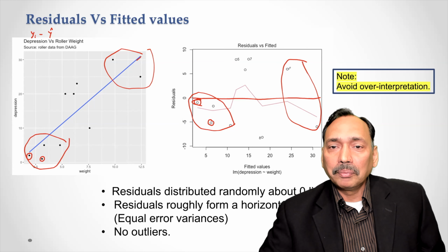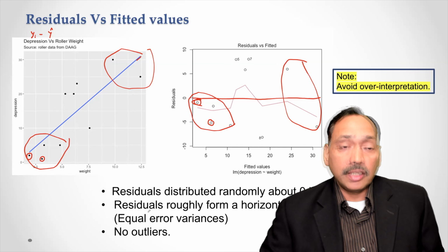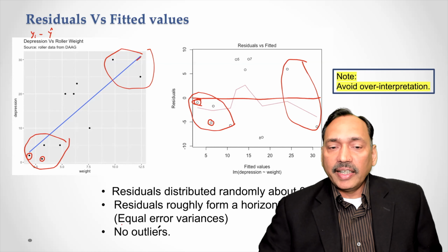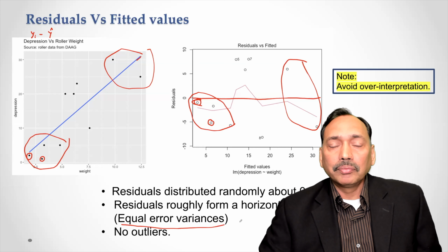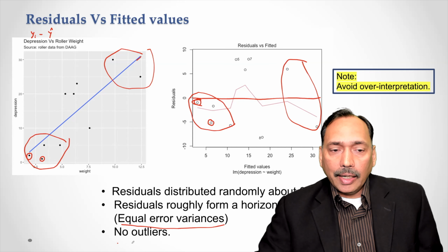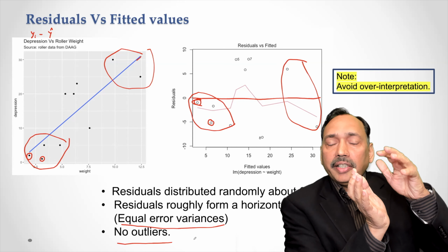You can also use this for checking whether the variability is changing or not. Although it can also be seen visually from the scatter plot, here we can see residuals roughly form a horizontal band around the zero line. So we can say equal error variances, so that assumption is not really in danger. And also we do not see any outliers. We don't see concentration of data in one group and then somebody sitting very far away from them. We don't see that kind of situation.